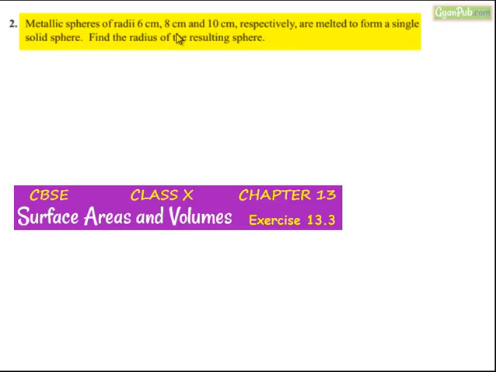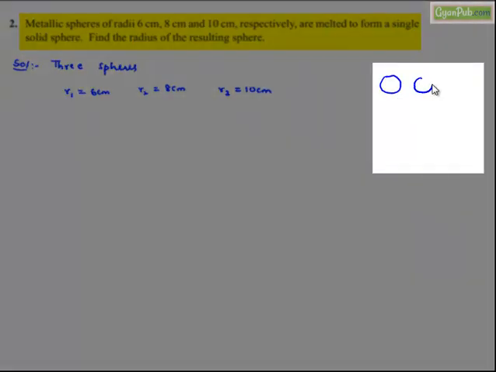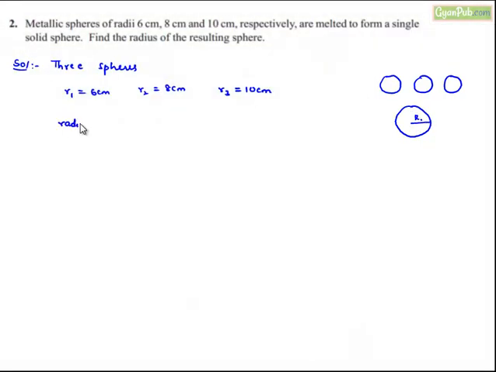Now coming to the second question. Metallic spheres of radii 6 centimeters, 8 centimeters and 10 centimeters respectively are melted to form a single solid sphere. Find the radius of the resulting sphere. Now coming to the solution. Let us assume that there are 3 spheres with radii r1 equal to 6 centimeters, r2 equal to 8 centimeters and r3 equal to 10 centimeters. Now he says that these 3 spheres recombine to form a single larger sphere. Let the radius of the larger sphere be capital R.